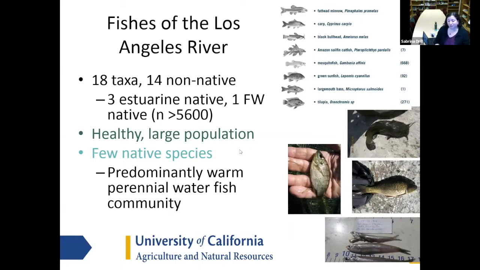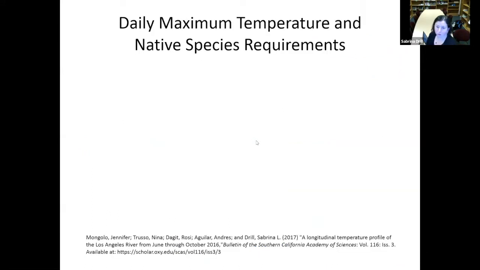And they're relatively healthy in terms of actual health. We don't see a lot of tumors. We don't see a lot of signs of disease. So they're healthy, and there's a lot of them, but very few of them are native. Almost all of them are exotic and/or invasive species. And what we find is that it's predominantly warm water fish that like perennial water, and I'll explain what that means in a minute, that now make up the community there.